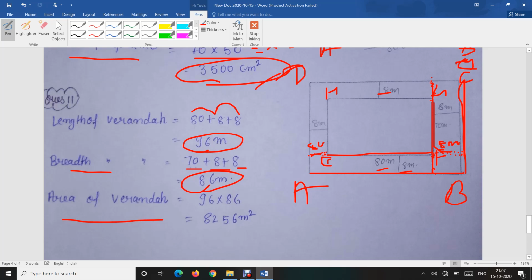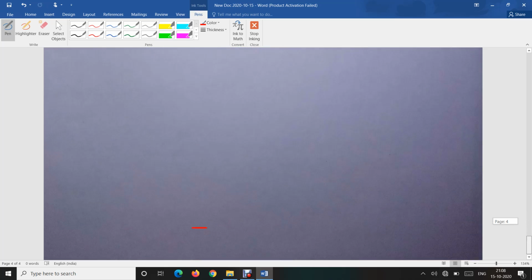Now the area of the veranda is length multiplied by breadth, which is 96 multiplied by 86, which gives 8256 meter square. Hope you understand this question also.